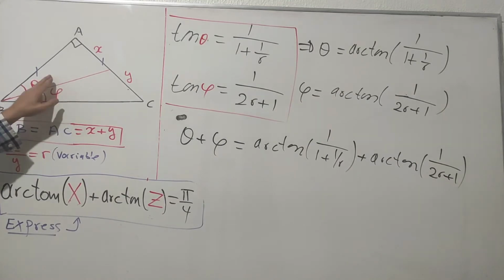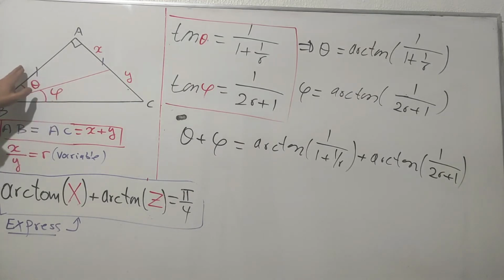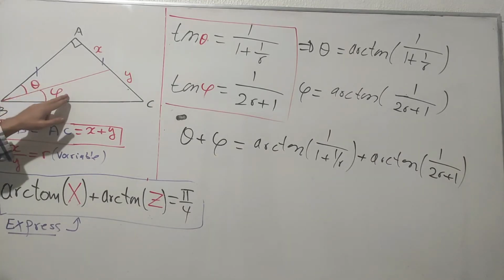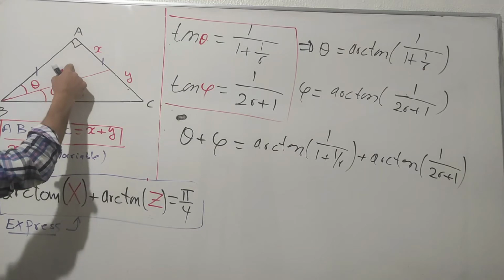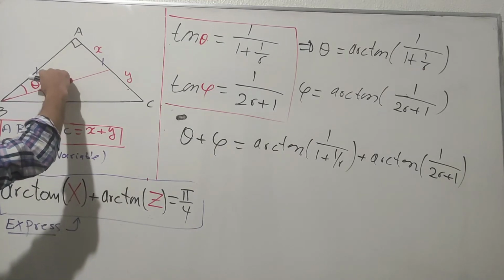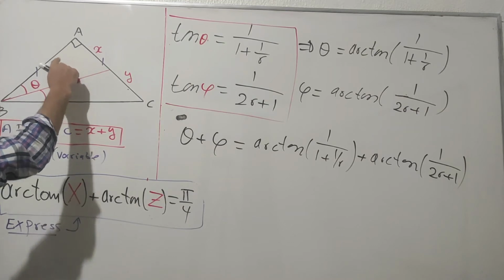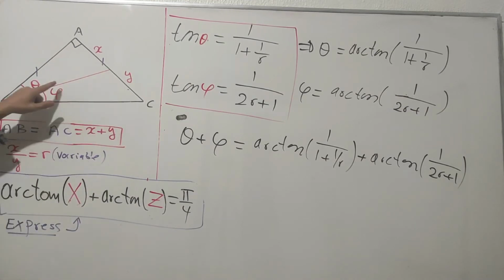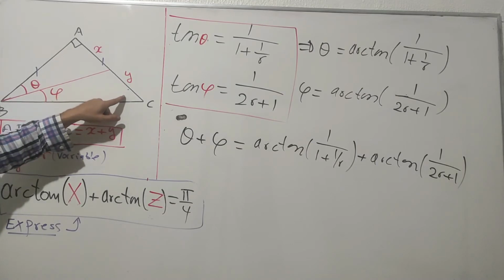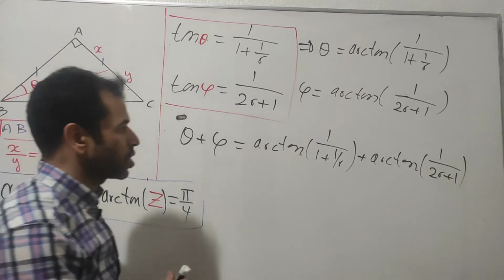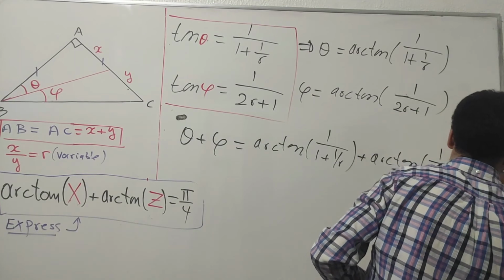So which means the sum of these angles is a fixed angle, which is pi over 4, okay? It's not going to pass pi over 4, which means the only change for these angles is just theta and phi. So if theta is going towards the A, which means theta getting smaller and phi is going to be bigger, okay? If this one is going in this direction, theta is growing up and phi is going to be smaller, okay? That's what happened here. So the sum of them equals pi over 4.